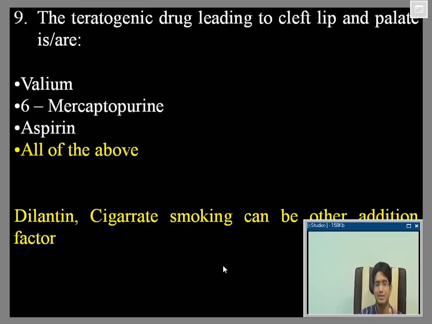In addition to cleft lip and palate, some other drugs cause other dentofacial deformities, like thalidomide. Thalidomide causes hemifacial microsomia. Thalidomide, if given in early pregnancy, can lead to hemifacial microsomia or Treacher-Collins syndrome.